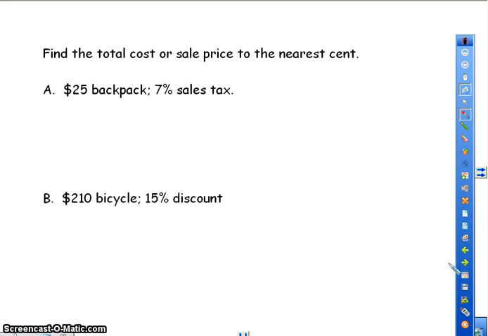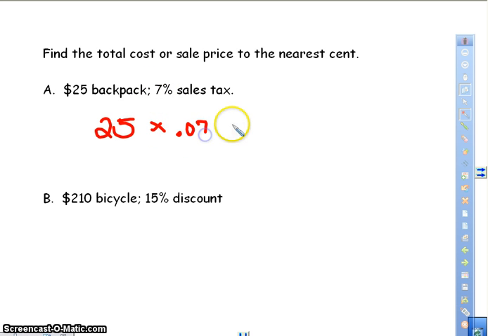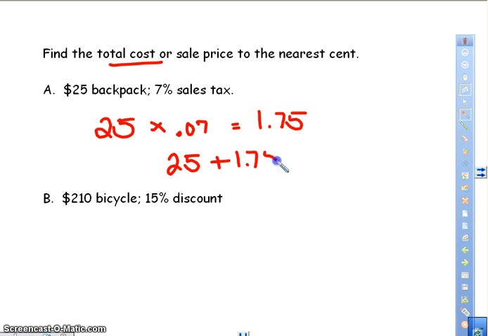Find the total cost or sale price to the nearest cent. Okay, so my backpack is $25. I'm using 7% sales tax. Okay, because I'm doing 25, and if I want to multiply this by 7%, that's going to tell me how much tax I'm going to have to pay, which is 25 times 0.07. So I'm going to have to pay $1.75.